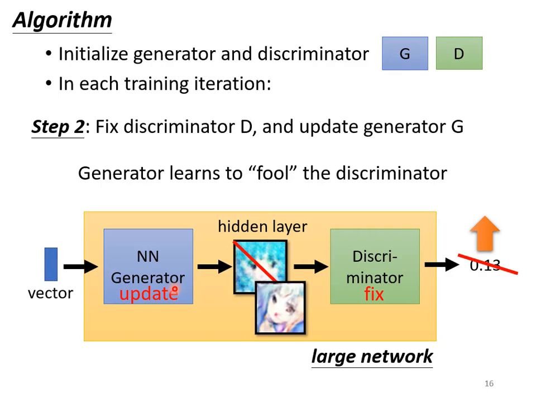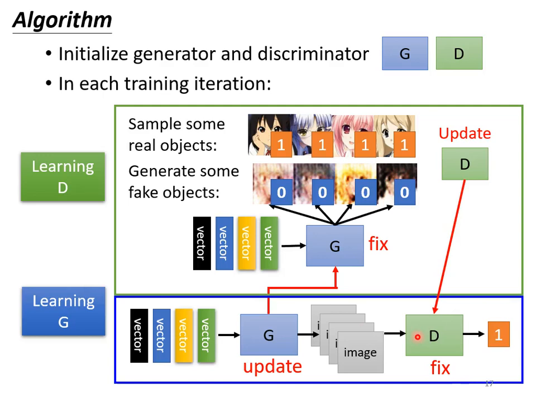Now, I've talked about two steps. The first step is to fix the generator and train the discriminator. The second step is to fix the discriminator and train the generator. Then, train the discriminator and generator repeatedly. After training the discriminator, fix the discriminator and train the generator. After training the generator, use the generator to produce new pictures to train the discriminator again. Train the two models repeatedly. When one of them is training, fix the other one. Then you expect the discriminator and generator can do better and better.